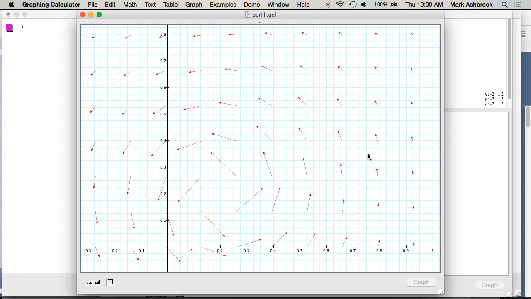Okay. What's that? Oh. Yeah, you're right. You're absolutely right. Stretching horizontally, compressing vertically. Yeah.